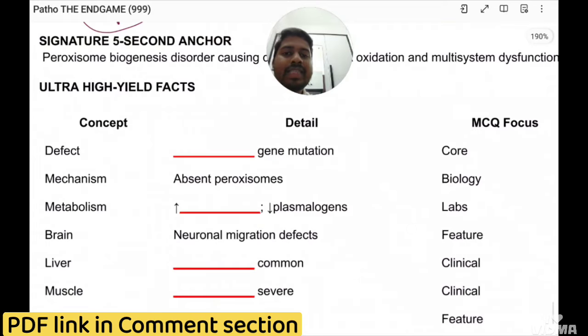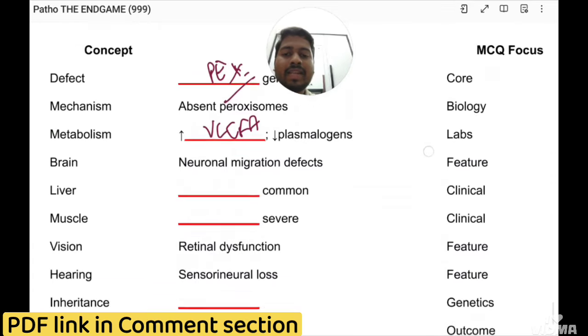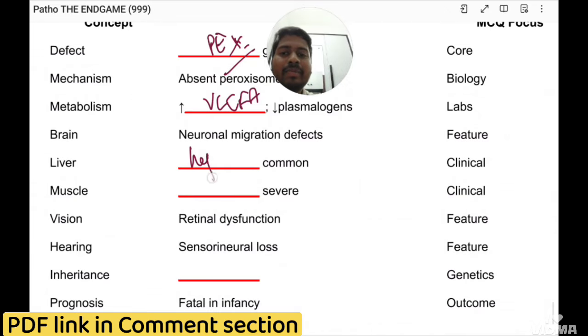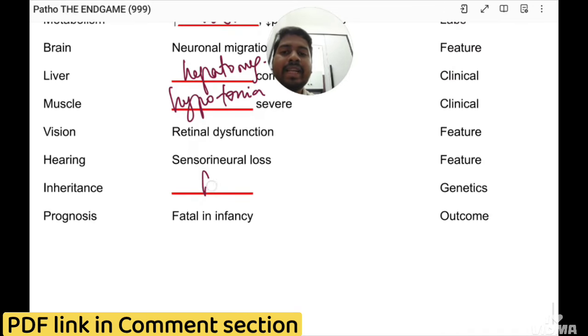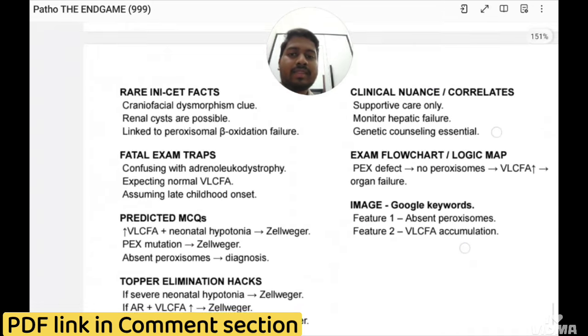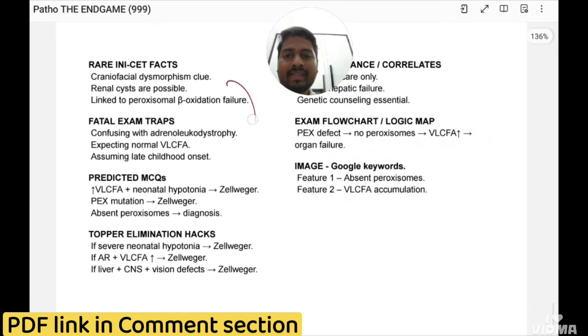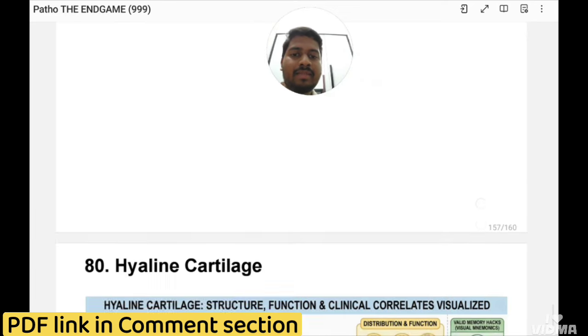Which gene mutation? Peroxisomal gene, that is PEX gene mutation. Metabolism: increased VLCFA, very long chain fatty acids. Liver: hepatomegaly is more common. Muscle: severe hypotonia in infancy only. Inheritance is autosomal recessive because it is an enzyme defect. The rest of the things I think I have covered in the image itself.